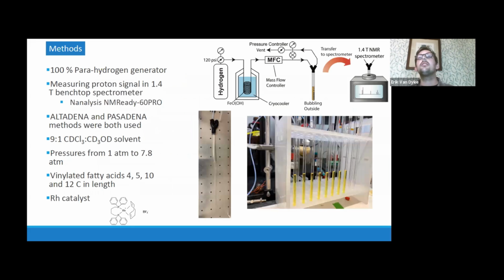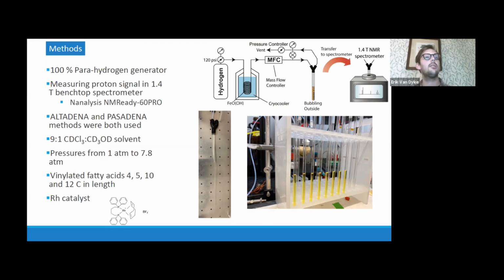So I want to give you a brief overview of our setup. We used a parahydrogen generator that cools the thermal hydrogen over an iron oxide catalyst to 20 degrees Kelvin. The flow is then controlled by a mass flow controller, which feeds our parahydrogen into a capillary, which then is inserted into our sample. And the capillary is left in situ as we take our spectra. We can vary the pressure using an inline pressure controller.